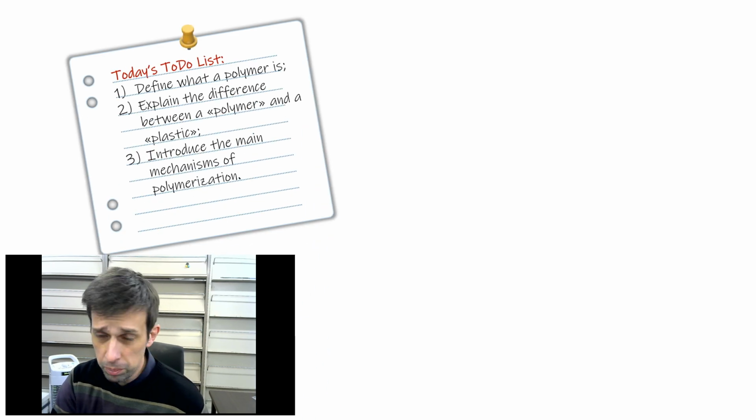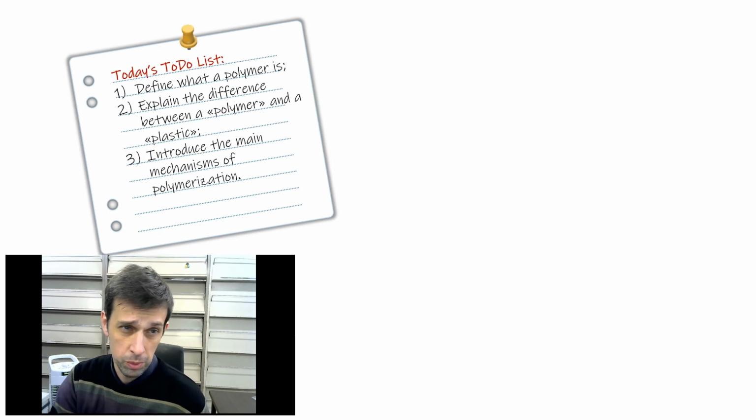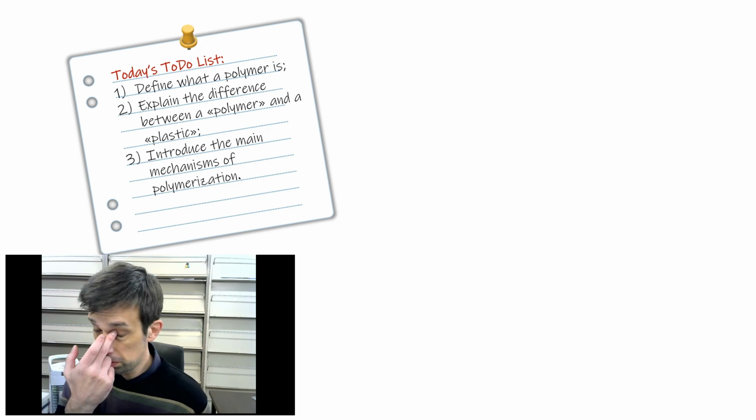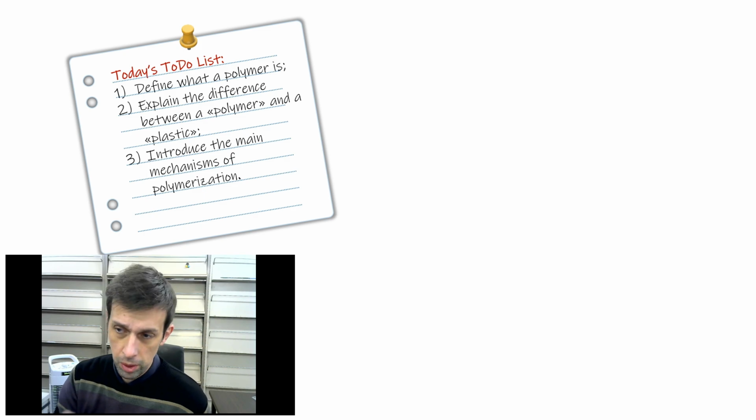And there are three main things I want to speak to you about today. One is the definition of polymer. The second one is the difference between plastic and polymer, because there seems to be a lot of confusion about this point. I don't know why. And the third point is to introduce you to the main mechanism of polymerization. And let's start from the definition.